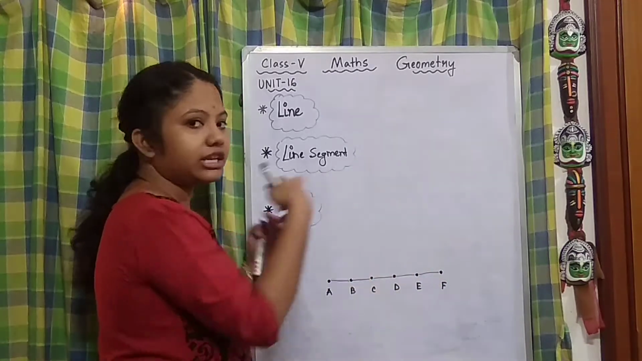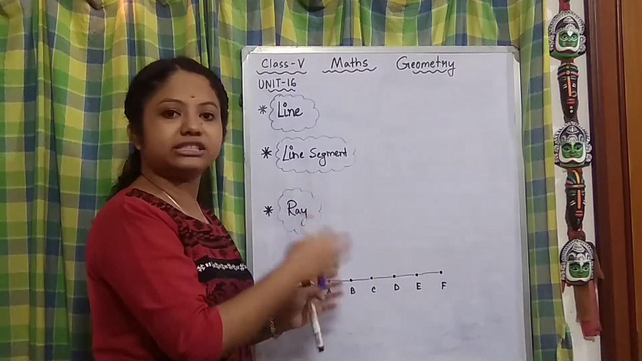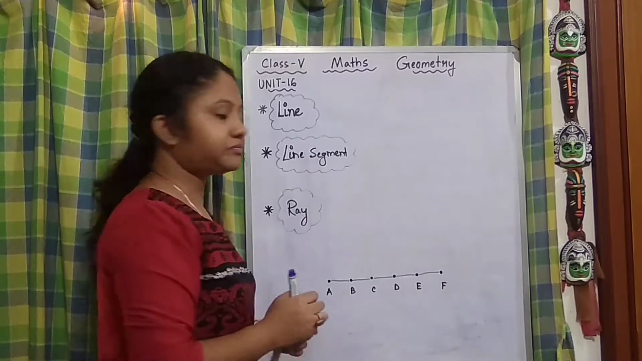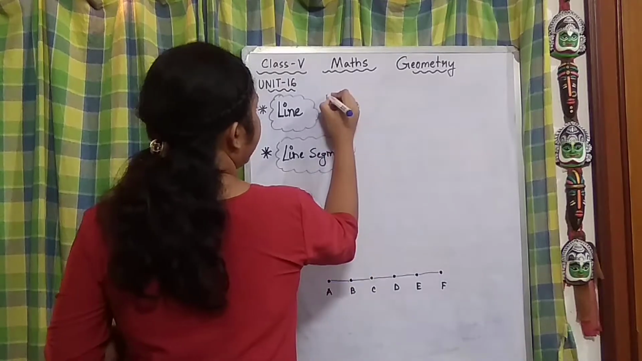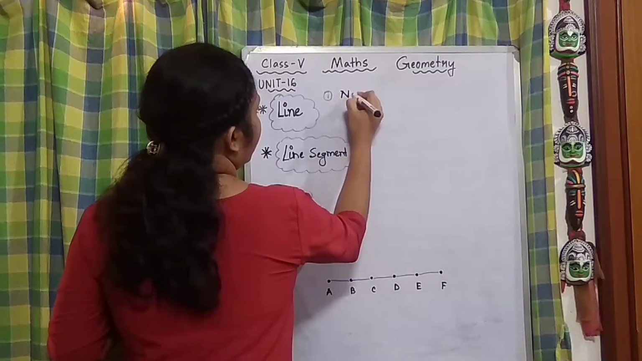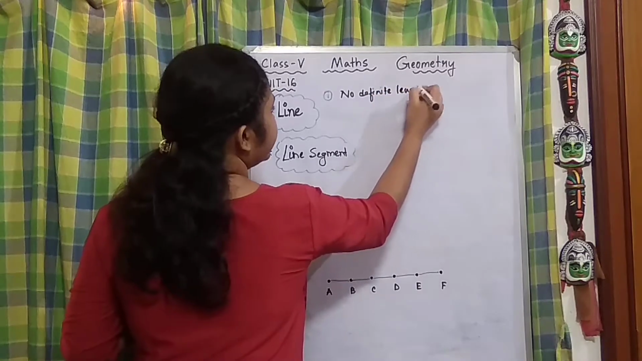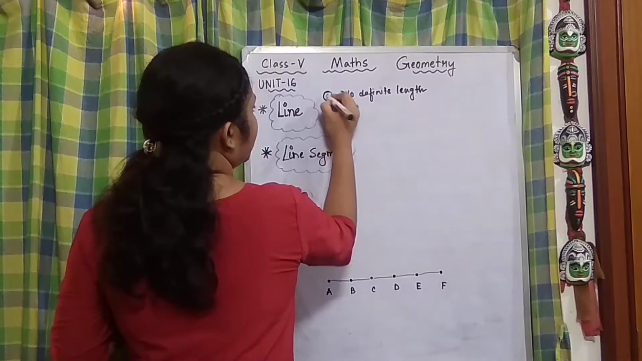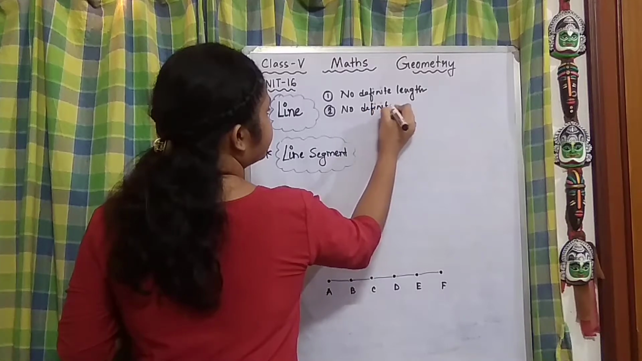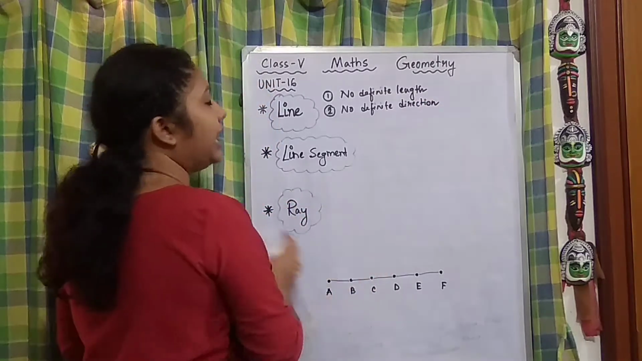As much as you want to extend, you can extend. There is no bar to it. Whatever you want to extend it, you can extend it. There is no fixed direction in which you can extend. So here what we can say, a line does not have any definite length and no definite direction. This is how a line is formed.